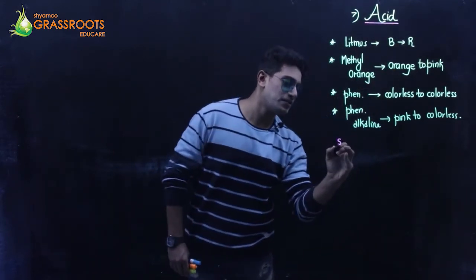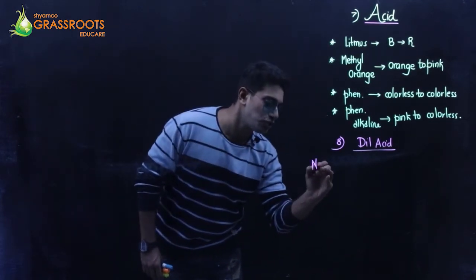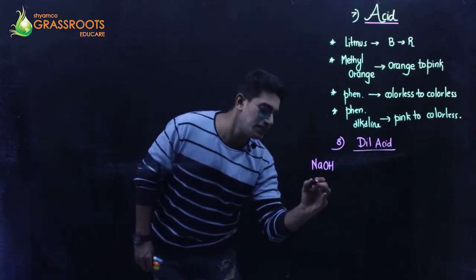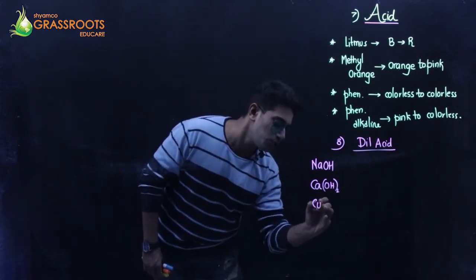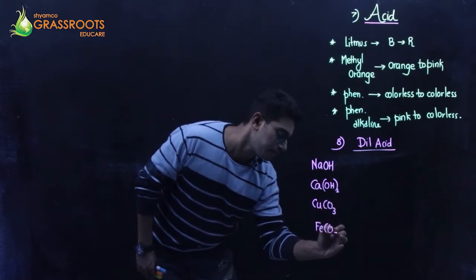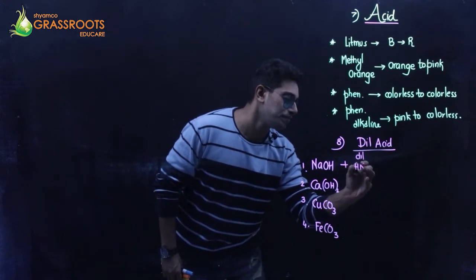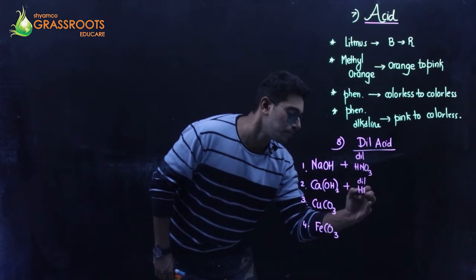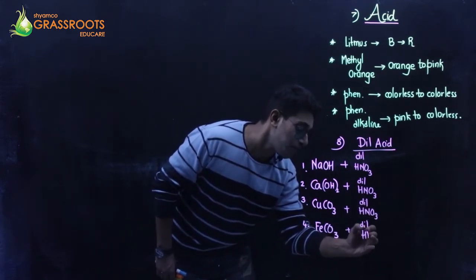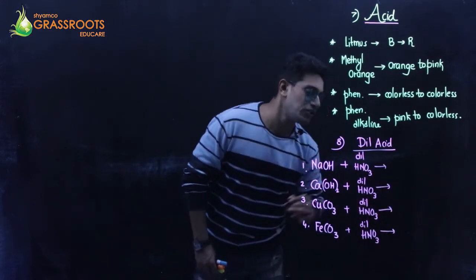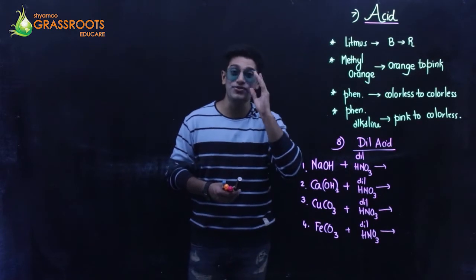The reaction with dilute acids. A few reactions I'll take. That is the reaction with dilute nitric acid. Let's take the first reaction of NaOH, which is an alkali. Then we'll take Ca(OH)2, which is a base. Then let's take CuCO3, FeCO3. Let's take these four reactions and react them with dilute HNO3. Now you need to write dilute everywhere, please, because in the board exam, it's very crucial to mention whether the acid is dilute or concentrated, else a mark goes. You need to be very specific about the concentration of an acid.